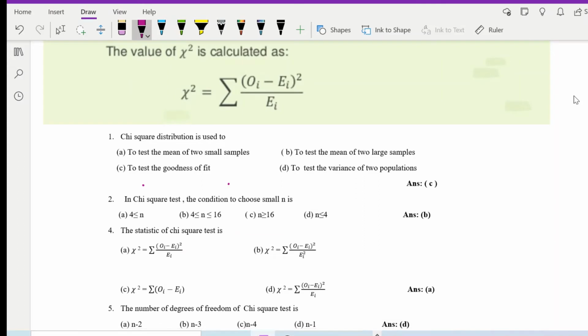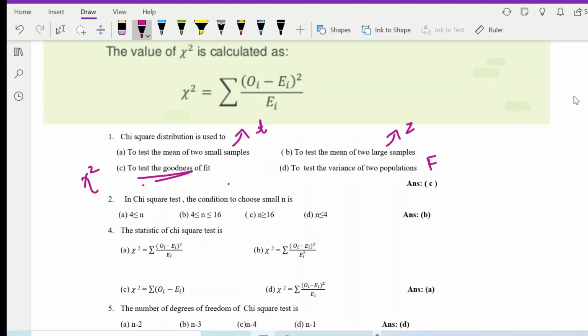Now the questions. Chi-square distribution is used to, and the available options are, to test the mean of two small samples. For testing the mean of two small samples, we have to apply the t-test, Student's t-test. For the mean of two large samples, the z-test. To test the goodness of fit only, we use the chi-square test. To test the variance of a population, we have to use the F-test, Fisher's F-test.